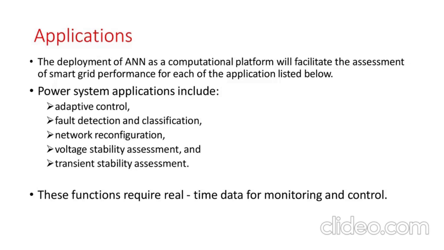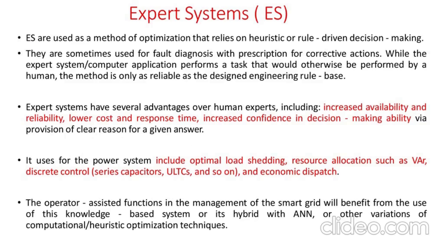Some of the applications of ANN are adaptive control, power system applications, fault detection and classification, network reconfiguration, voltage stability assessment, and transient stability assessment. These functions require real-time data for monitoring and control. So these are the applications we mainly use in power systems. That is what ANN is about. In the next class we will also discuss ANN and fuzzy logic systems in depth.